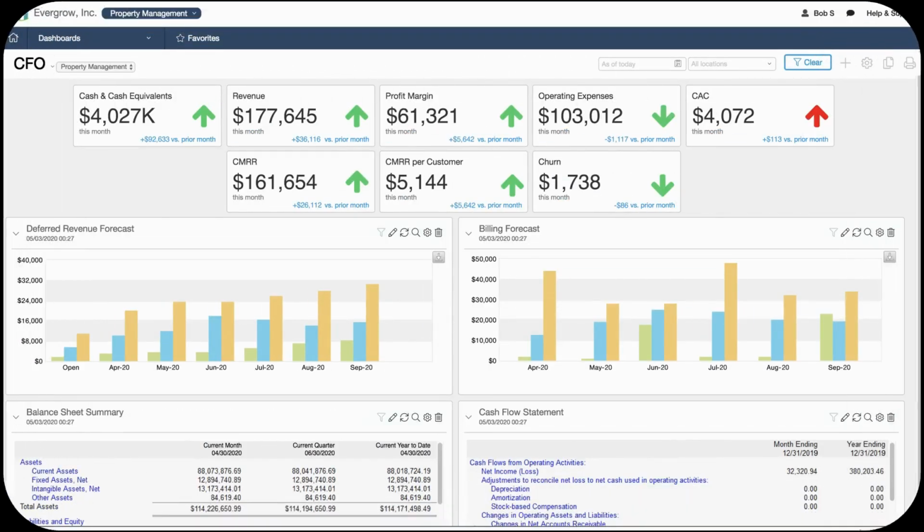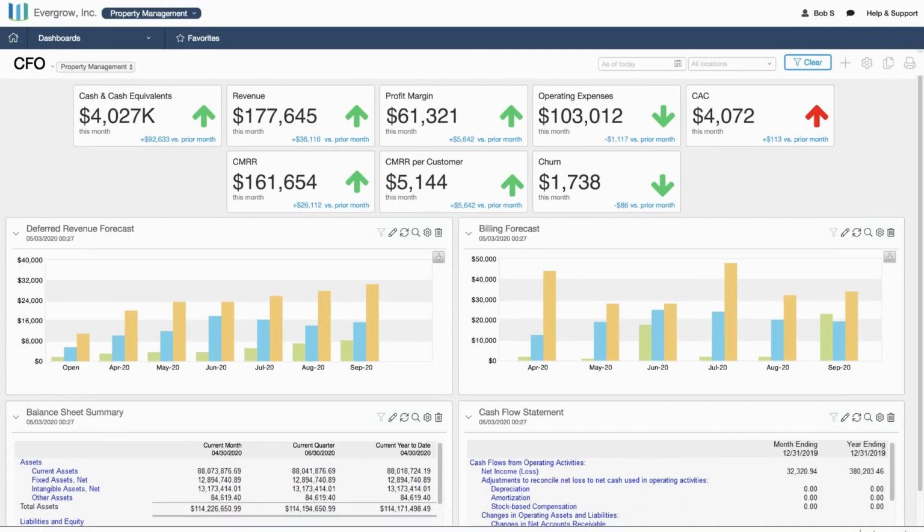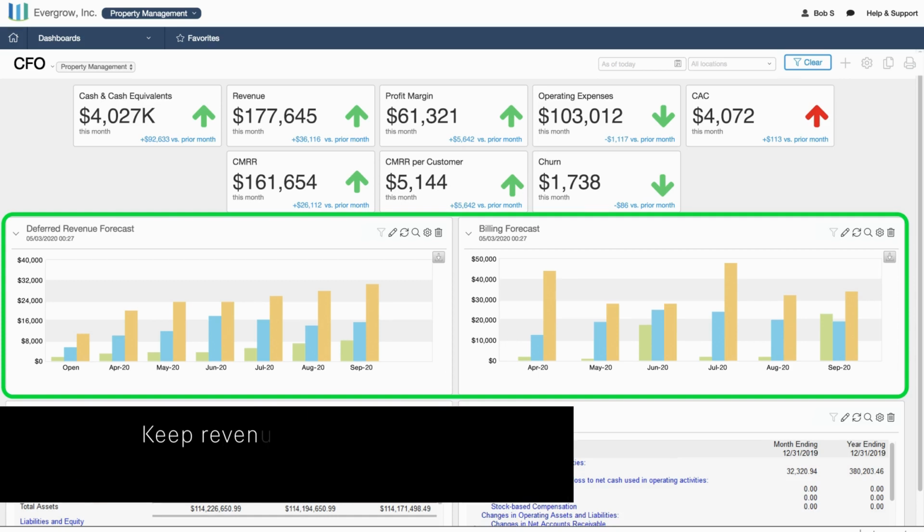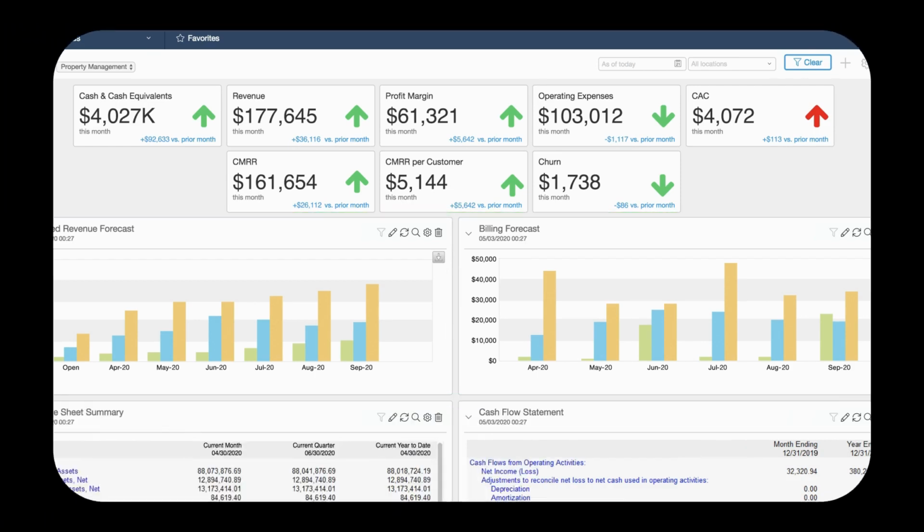Jumping over to the property management office, we see less focus on individual deals and more on monthly billing. The automated processes behind the billing and revenue forecasts, like scheduled billing and automated revenue recognition, keep revenue predictable, and more importantly, they keep the company GAAP compliant. Looking at these three different offices, we see that they have different focuses, but a shared chart of accounts.